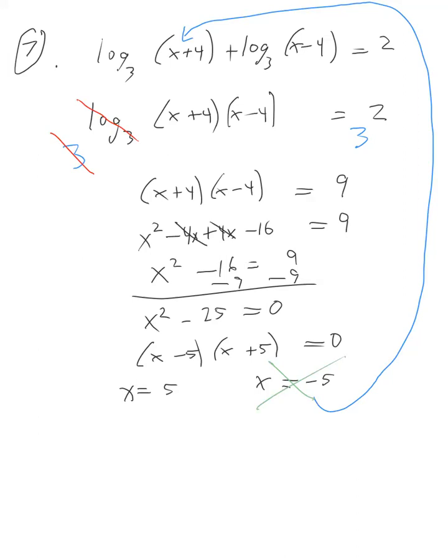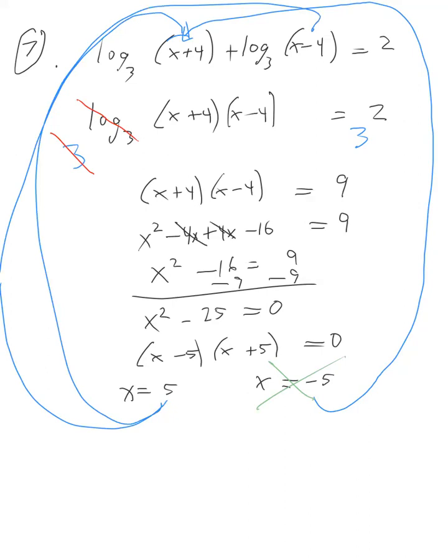However, this one, if I plug the 5 into this, 5 plus 4 is 9, and that's positive. And then if I plug the 5 into this one, 5 minus 4 is 1, which is also positive. So this works in both of the logarithms. So this is a true solution to the equation. So every time you solve a logarithm equation, you have to make sure that the solution is a true solution by making sure that it makes the logarithms both have positive numbers inside of them when you plug that value back into the original equation.